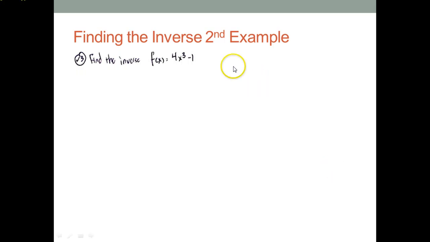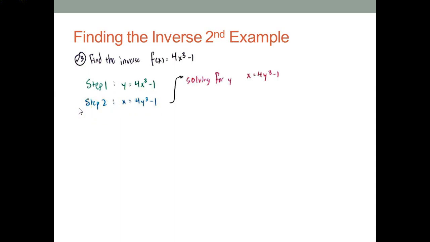So the second example, slightly different. This one has a cube in it, so let's walk through the steps. First, replace the symbol f of x with y. Next is the magic step. I switch x and y. Just the letters themselves, nothing else changes. And so then we're going to solve for y.